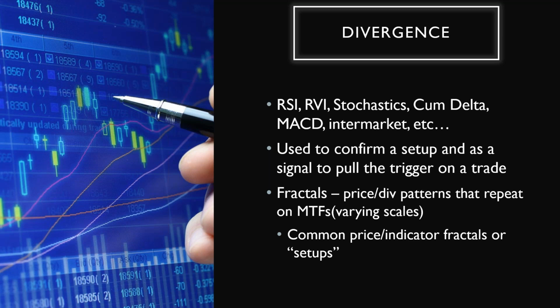They're price or divergence patterns that repeat on various scales. Okay, and we see these happening not only every few minutes on the shorter time frames, but every few hours, every few days as we move up in those time frames. So these are our trading setups, right? When these fractals print and we're at a good level in the market, that's it. All the criteria has been met. We are now taking the trade.